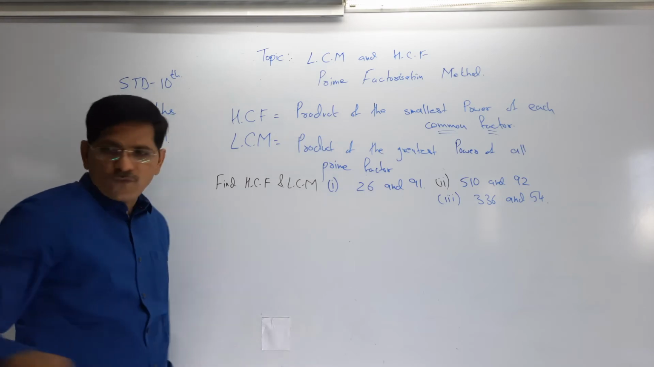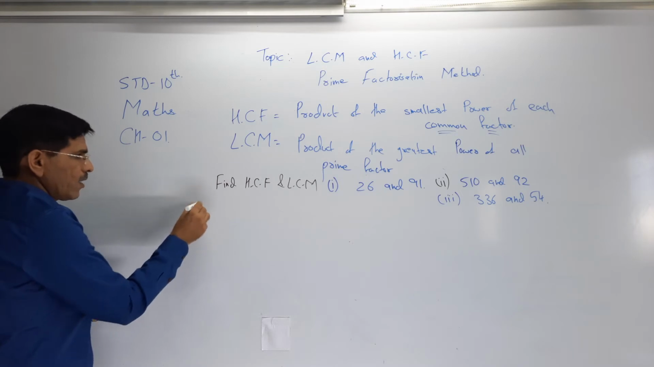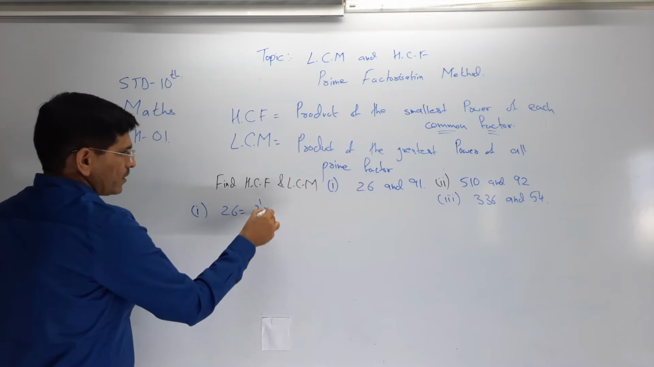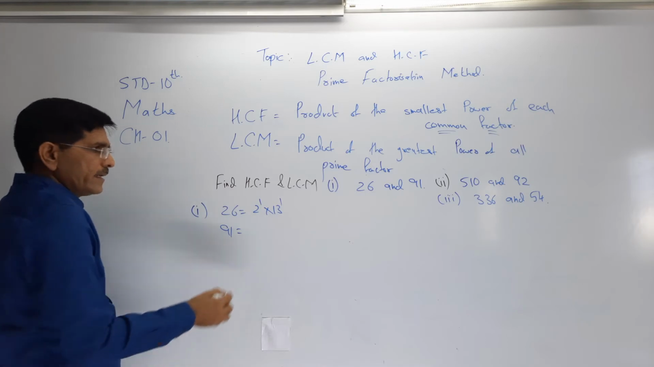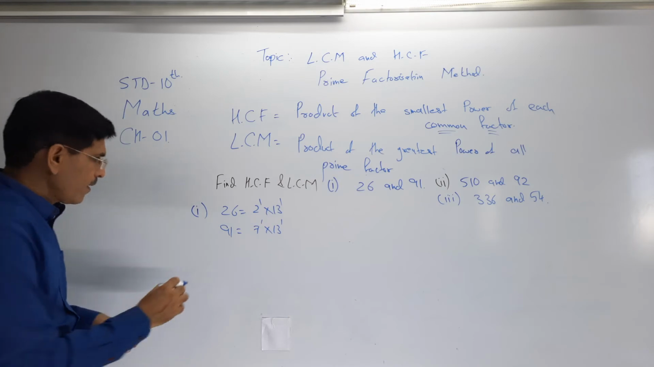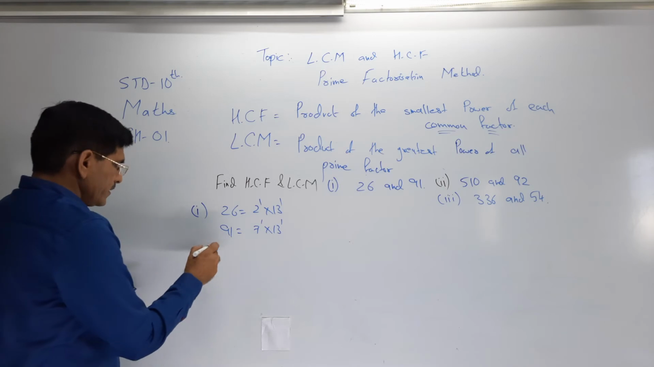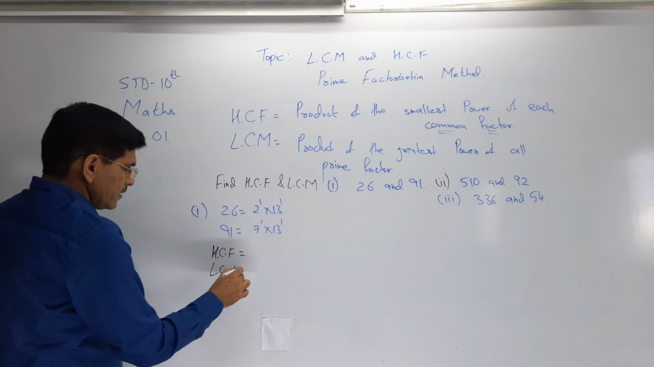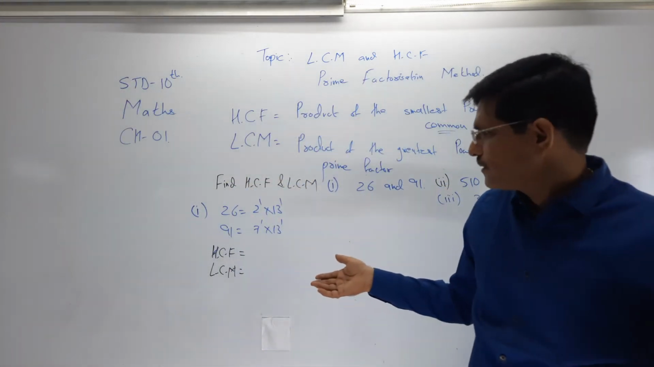Give me the answer of the first. It is easy. Prime factors of 26: 2 to the power 1, 13 to the power 1. Prime factors of 91: 7 to the power 1, 13 to the power 1. Now we can get the answer easily. Give me the HCF and LCM, because I have already made the factors.